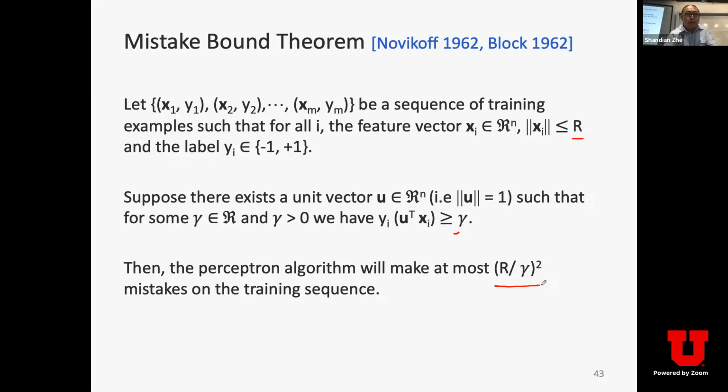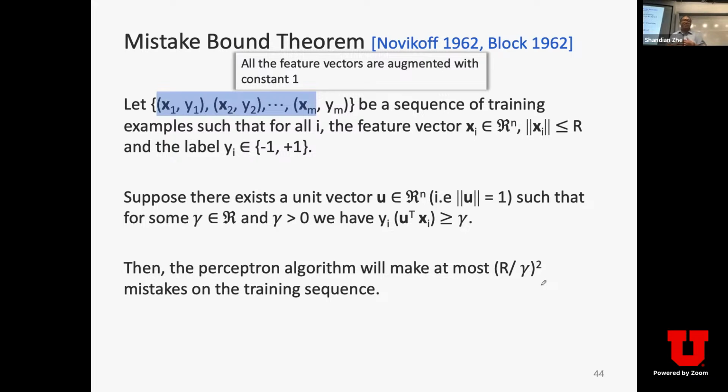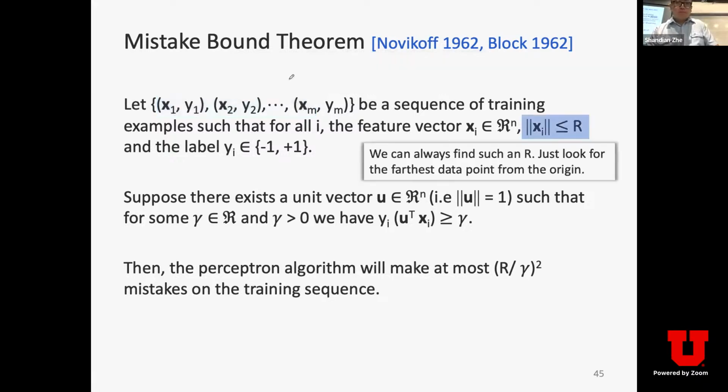Okay, so now let us look more closely at this theorem. First, we're going to assume that all the feature vectors have already been augmented with constant 1. And then a very important precondition is that we assume the length of your feature vector is upper bounded by some R. This is actually relatively easy to find. We can always find such R. We just look at which data point is furthest from the origin.